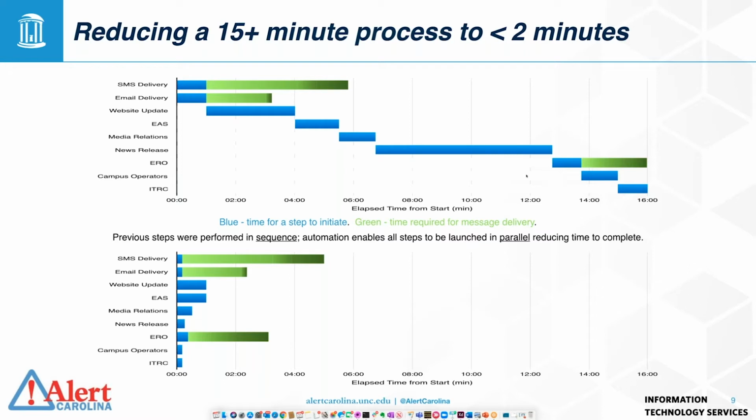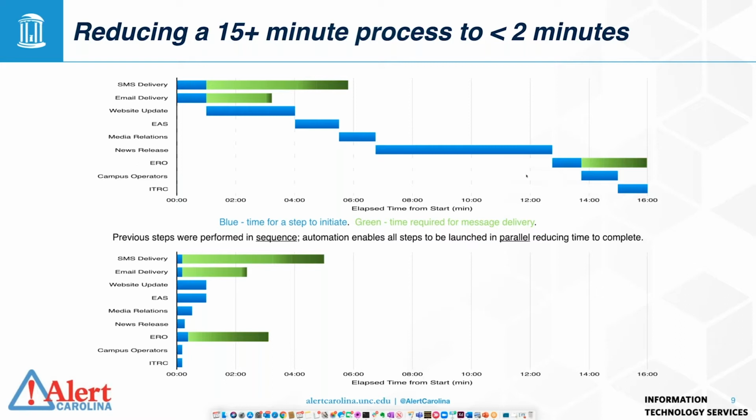It still took nearly 15 to 16 minutes for full activation of that system. And that was because we have disparate tools that make up the Alert Carolina system. And it led to a lot of copying and pasting from one source of information into another tool, and then several clicks through to send that information.